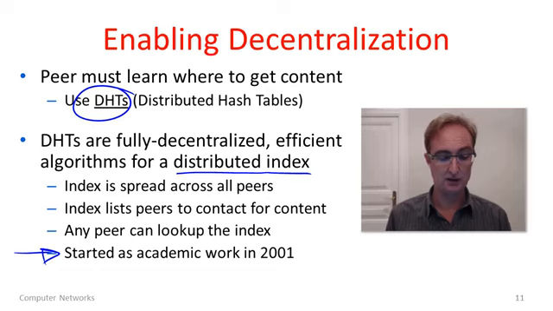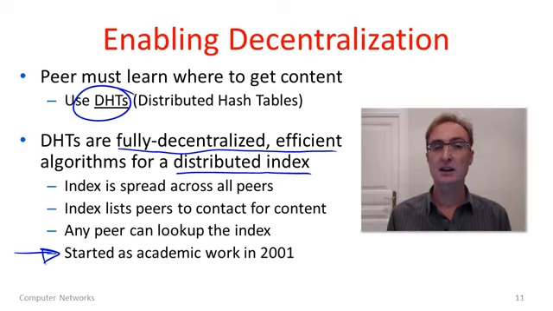Now, it's a distributed index, so the index is spread across all of the peers, and it's fully decentralized and efficient. These are the properties we want. So what does all of this mean? Well, I guess I'm repeating this a little bit, but let me just say a DHT is an index that's spread across all of the peers, so it's distributed. The index provides a mapping from, say, the name of a file or something you want to get to the set of peers who currently have pieces of it that you could contact. And any peer in this system is, by using the DHT algorithms, able to look up this index and find out who the peers are to contact to get a copy of this file.